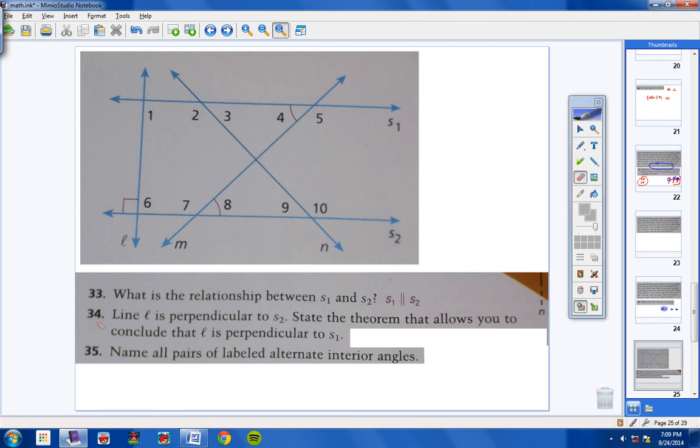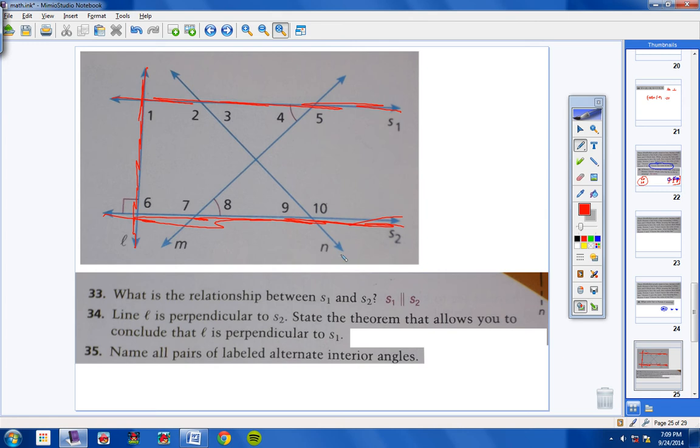Okay, now 34. Line L is perpendicular to S2. So here we go. Here's line S, subscript 2, and line L. They're perpendicular. Let's see. State the theorem that allows you to conclude that L is perpendicular to S1. All right. Well, if you'll think about this just for a second, students, we know this line here is parallel to this line here.